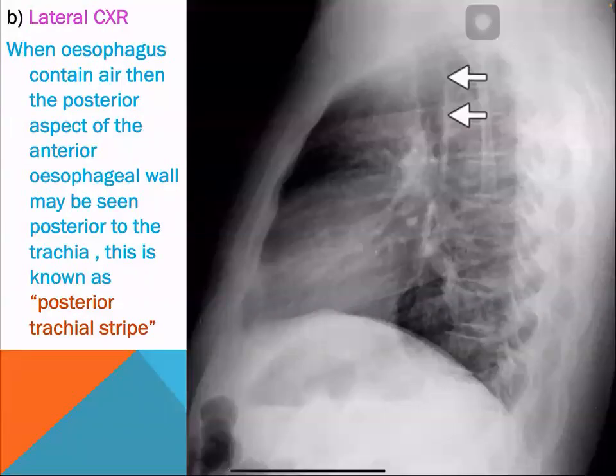Lateral chest X-ray. When the esophagus contains air, then the posterior aspect of the anterior esophageal wall may be seen posterior to the trachea. This is known as the posterior tracheal stripe. This is the posterior tracheal stripe, composed of the anterior esophageal wall, shown here because there is air in the esophagus. This is the esophagus, and this is the posterior tracheal stripe.